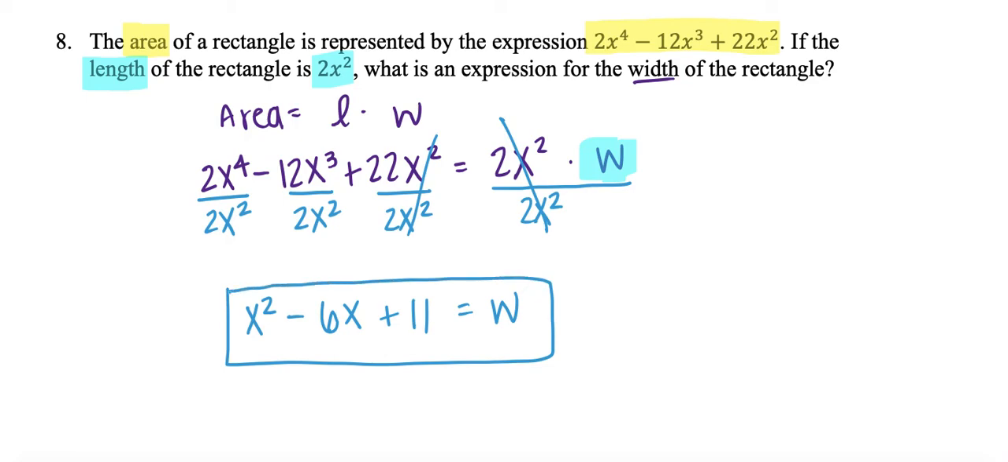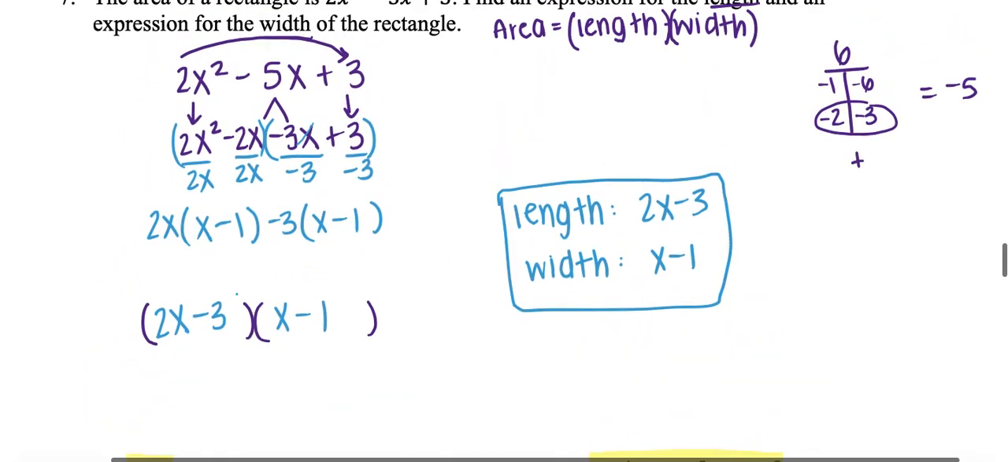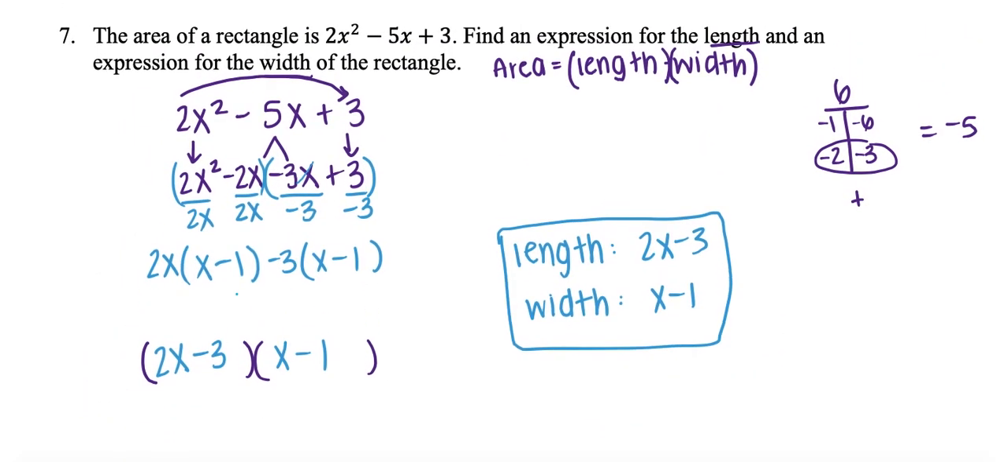So if you are given two pieces of information, the area and either the length or the width, all you're going to do is just divide the area by that length or width, just like what we did here. If all you're given is the area and they're asking you to find the length and the width, you're going to need to factor it.